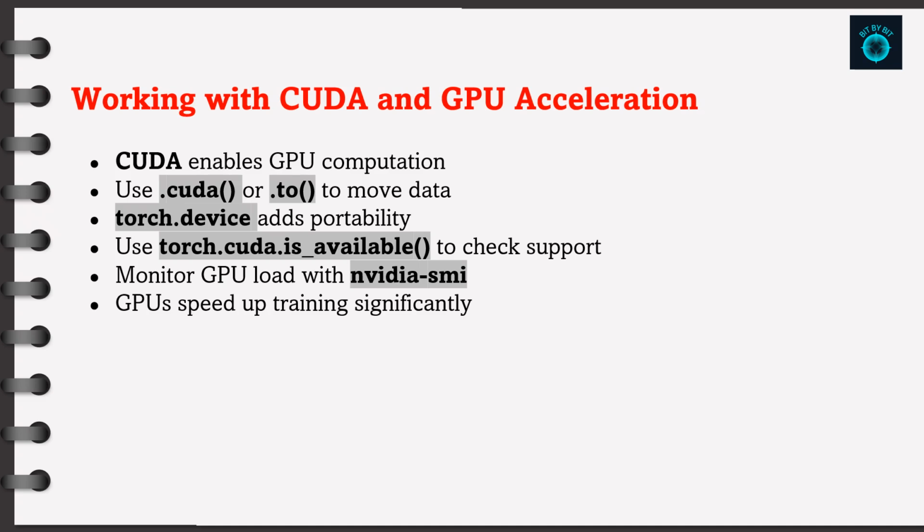Before using the GPU, always check if CUDA is available using torch.cuda.is_available. To monitor your GPU's performance, use the command line tool called nvidia-smi. It shows the GPU's memory usage and active processes. Overall, if you have a supported NVIDIA GPU, using CUDA with PyTorch will give you a big speed boost for model training.